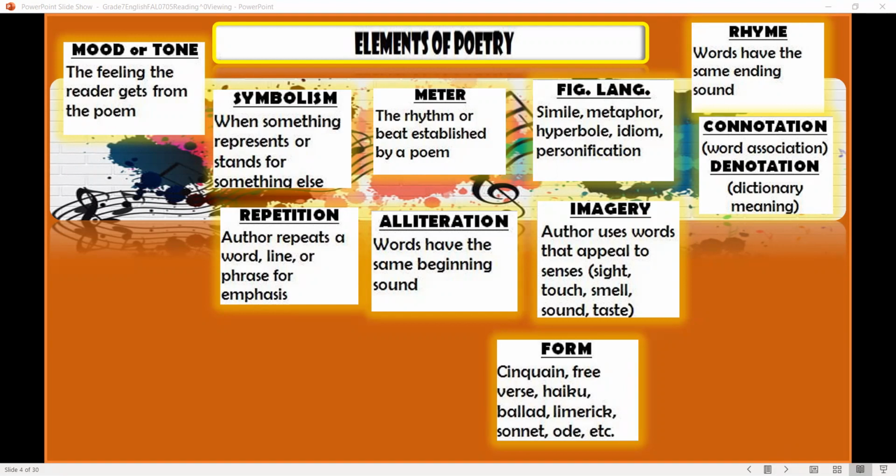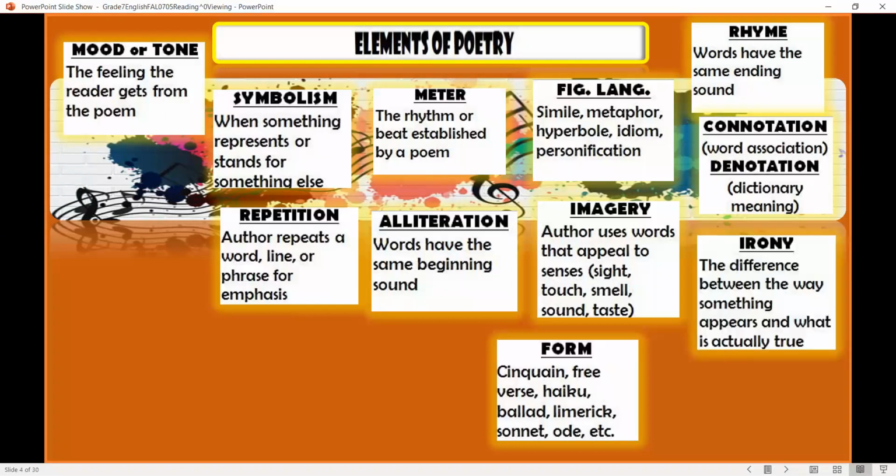Even smell, actually. Irony is used when there's a difference between the way something appears and what's actually true. All right, so something appears a certain way, but it's not really the truth. Have you ever heard the saying, the irony of it?